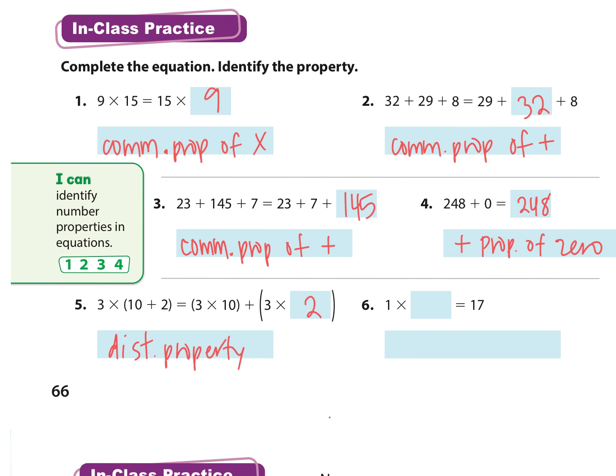Okay, and then number 6, I'm multiplying 1 times something to equal 17. What would that missing number be? 17, and that is what we call the identity, right, multiplication property of 1. Multiplication property of 1.